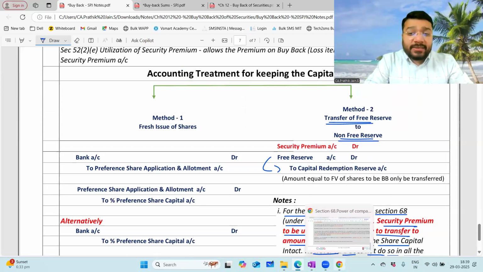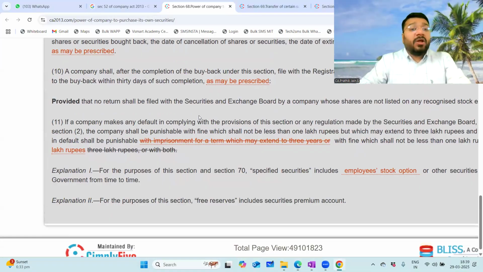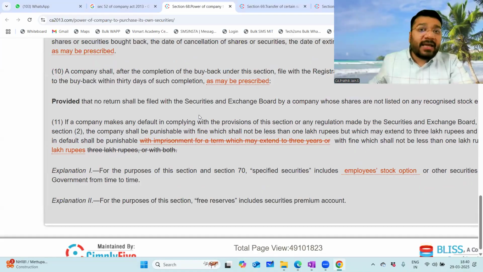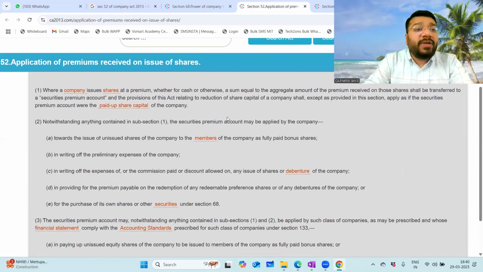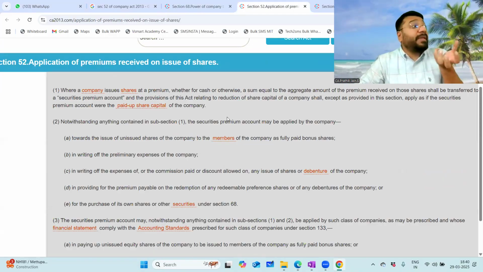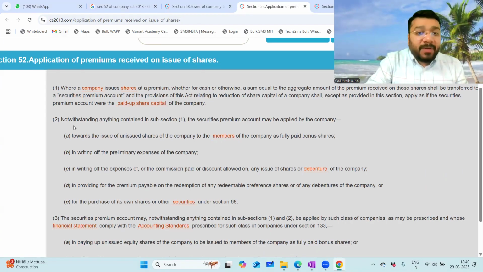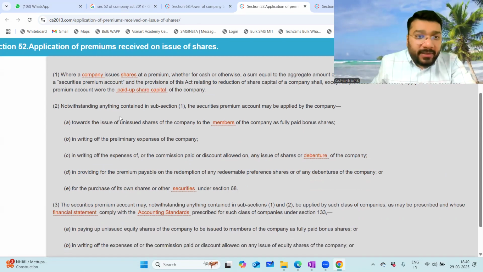Now there's a question that was asked. Sir, in Section 68, you're telling that for the purpose of this section, free reserves include security premium. Whereas if I talk about Section 52, what is Section 52? Section 52 talks about how the premium received by the company needs to be applied or utilized. So what is the first purpose of using the security premium? Point number A, if you see, I can't do anything here.